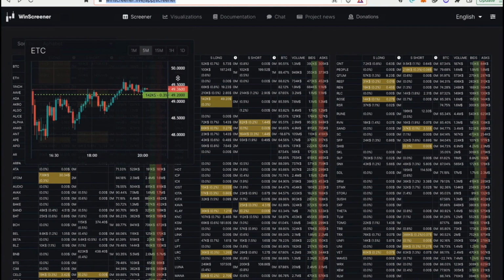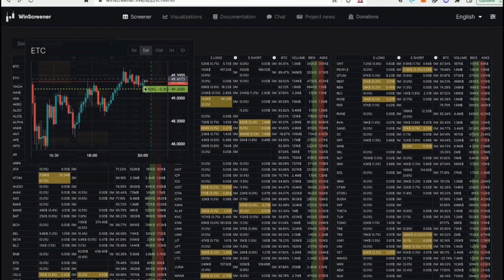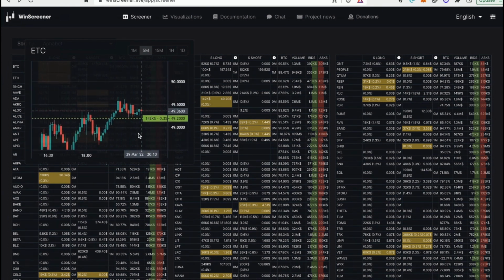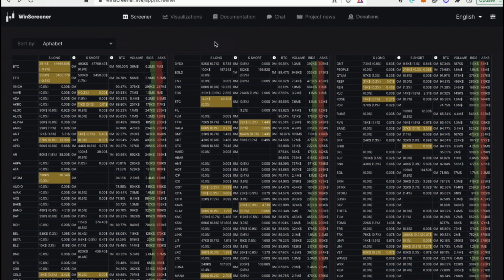Let's take a look at the free volume screeners on the Binance Exchange. Cryptocurrency Screener WinScreener displays quotes of the Binance Exchange. Information on limit orders is displayed in real time. Support and resistance levels serve as an indicator of a possible rebound or breakdown of the asset price. A limit order is highlighted in yellow when the price approaches it by less than 0.35%.